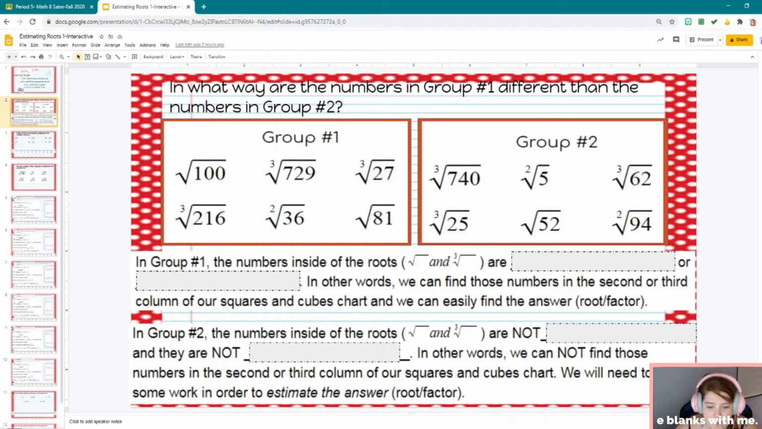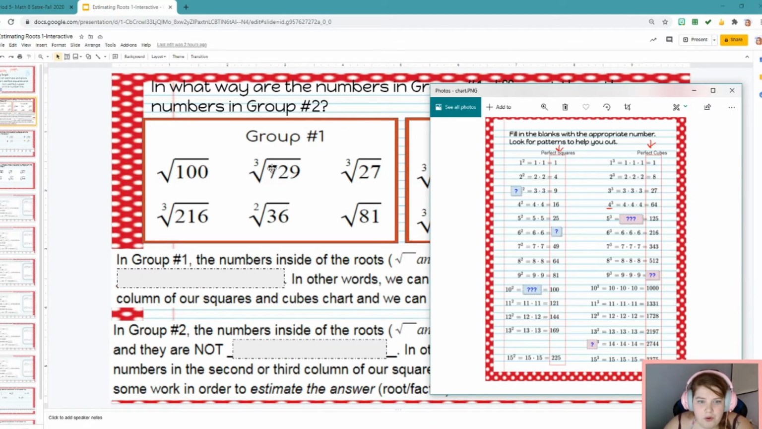The cube root of 729. Have I seen this somewhere? This is where our chart's really going to come in handy. I can look at my chart from that slide, and I see that 729 would actually have been this blank, so I know that this is 9 cubed. So this is 9. The cube root of 27 is right here. It's in my perfect cubes list, so it's 3. The cube root of 216 in my cubes list is 6. And the square root of 4, that's a 2. The square root of 36 is 6, and the square root of 81 is 9.